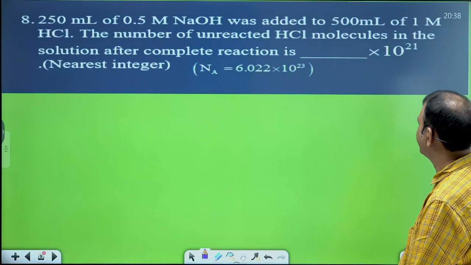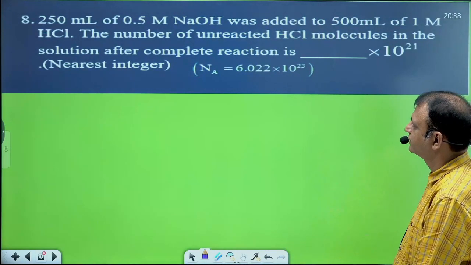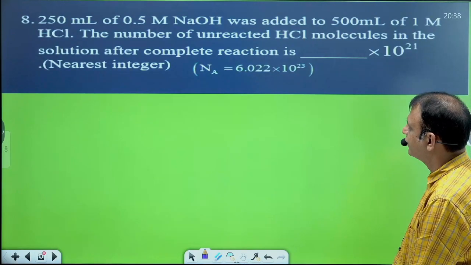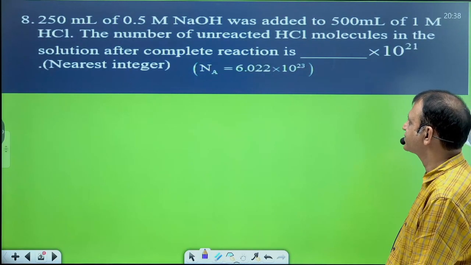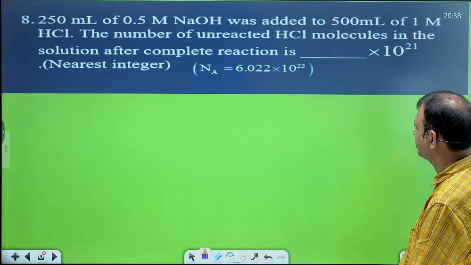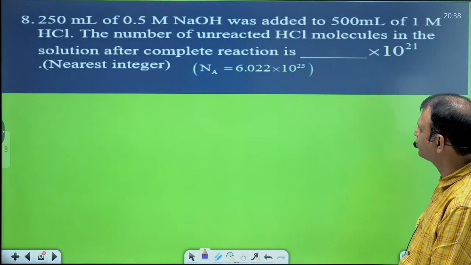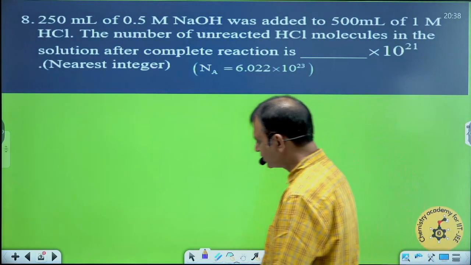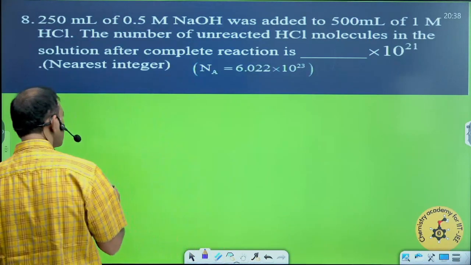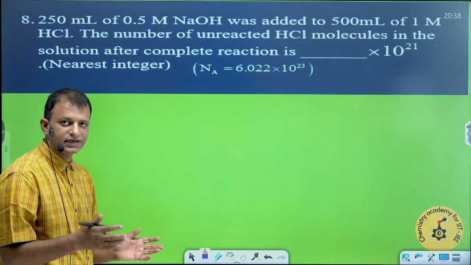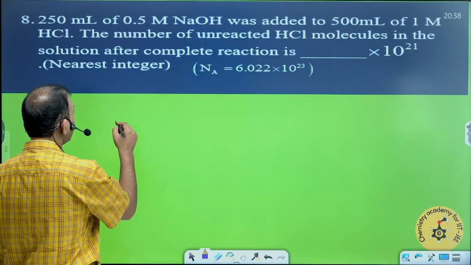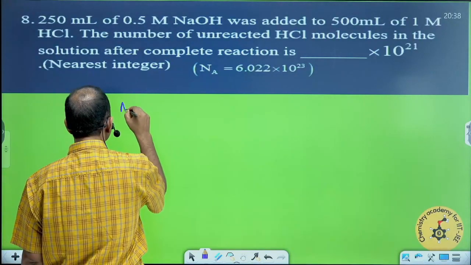We have to find the value, filling in the blank up to the nearest integer. The value of Avogadro number is given, that is 6.022 into 10 to the power 23. So here, when we are mixing two solutions, they are reacting, so we should write that reaction. An acid-base reaction is there.